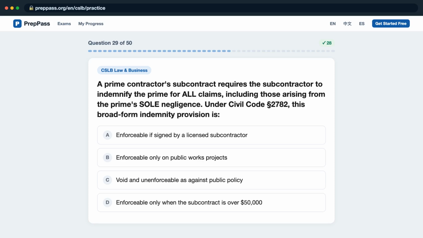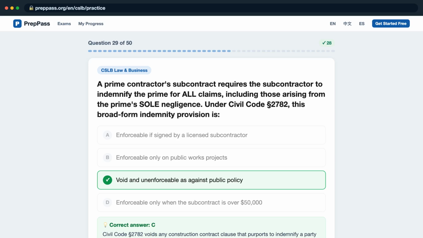Question 29. A prime contractor's subcontract requires the subcontractor to indemnify the prime for all claims, including those arising from the prime's sole negligence. Under Civil Code Section 2782, this broad-form indemnity provision is it A, enforceable if signed by a licensed subcontractor? B, enforceable only on public works projects? C, void and unenforceable as against public policy? D, enforceable only when the subcontract is over $50,000? The correct answer is C.